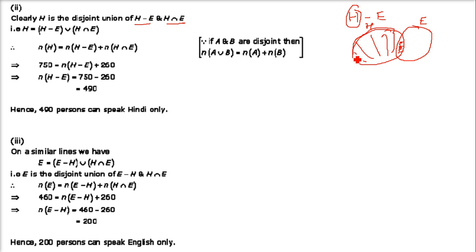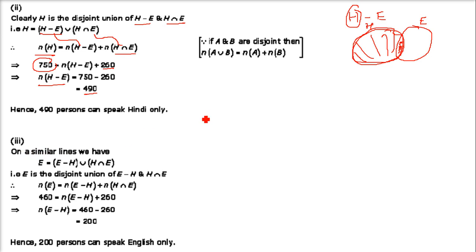So if you combine both of these, you get H. Now the number of elements in H, because they are disjoint, you can just write n(H minus E) plus n(H intersection E). But n(H) is known to us, 750, and n(H intersection E) we just found out, that is 260. So the persons only speaking Hindi will be 490.